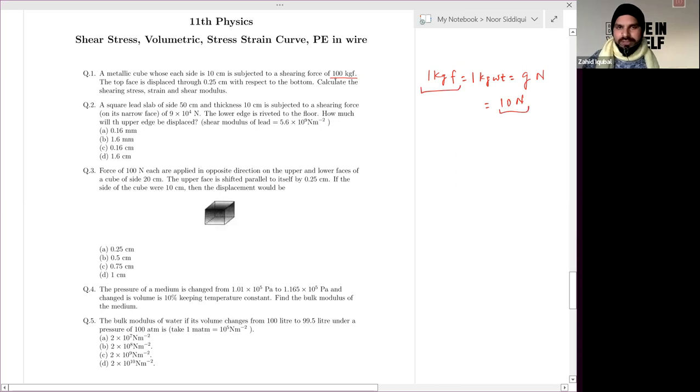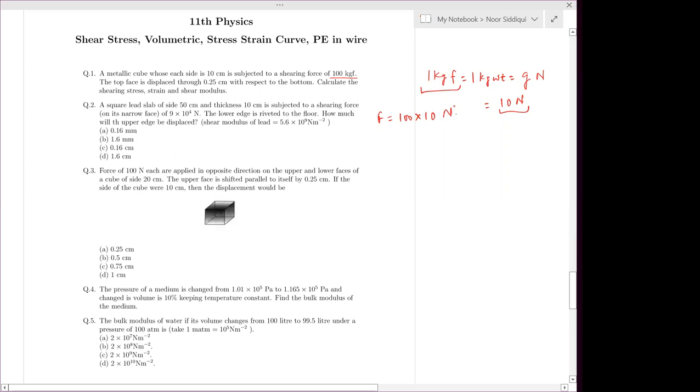So we have 100 kg force, so multiply it by 10 since we have gravity as 10. So total force in this condition is 100 multiplied by 10 Newton. Is it clear? Yes, sir.